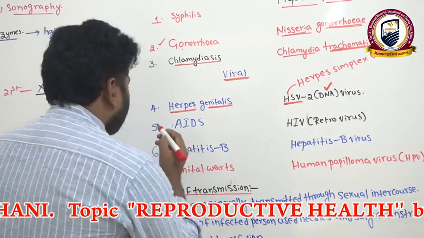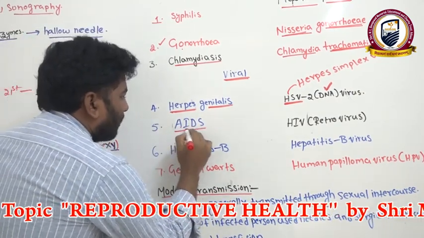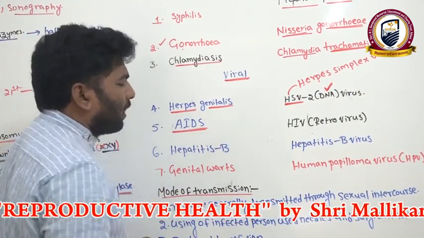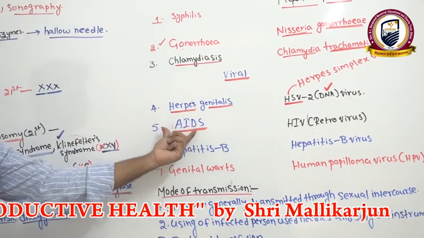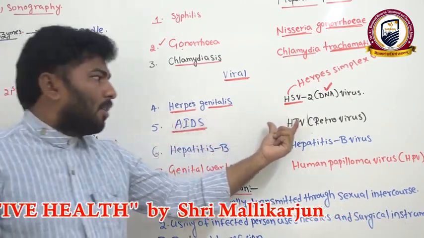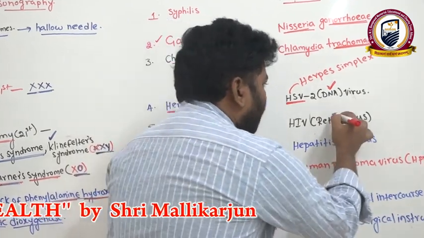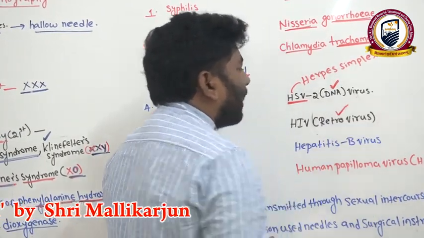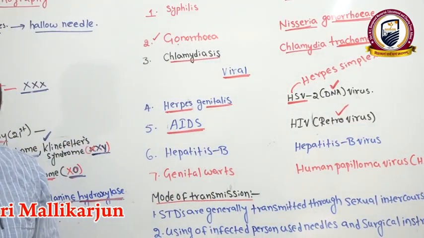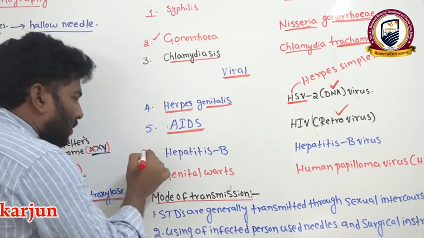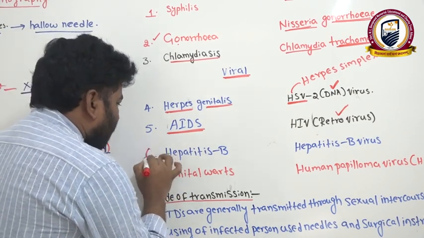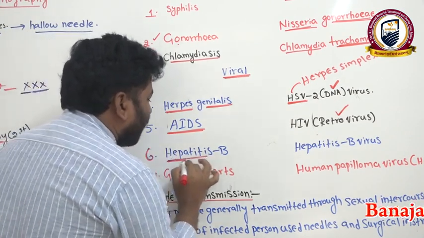Okay, right. The next one, AIDS. This is a well-known disease to all people. AIDS is caused by the HIV virus. HIV belongs to the retrovirus family. Now the next one we will discuss, hepatitis B.